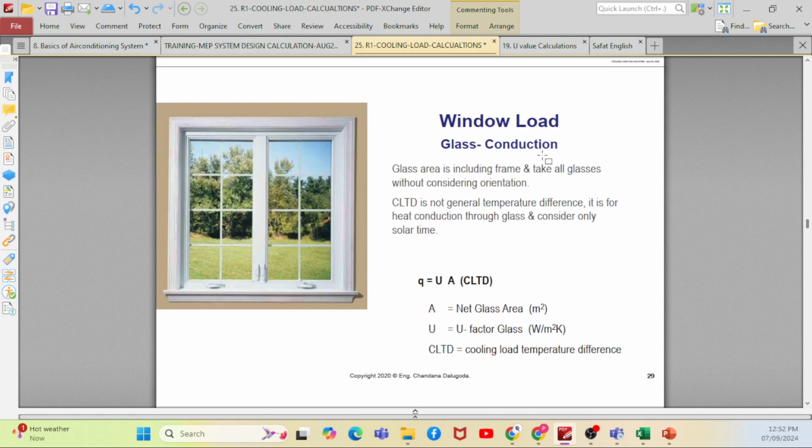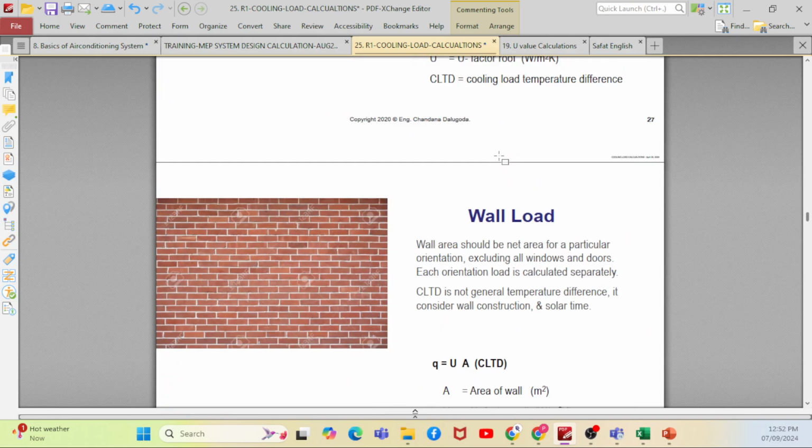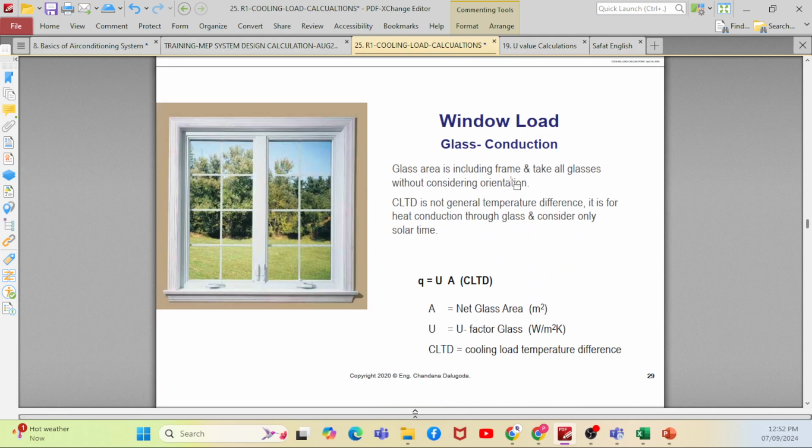Then you have window material. Here also you have conduction, right? All of this is part of conduction. This is also conduction. You can see that the window heat will be transferred through the material, depending upon the material. So again the same equation: Q equals UA CLTD, the cooling load temperature difference between outside and inside, the U value for the glass, and the area of that particular material. This is the way you can calculate window load.